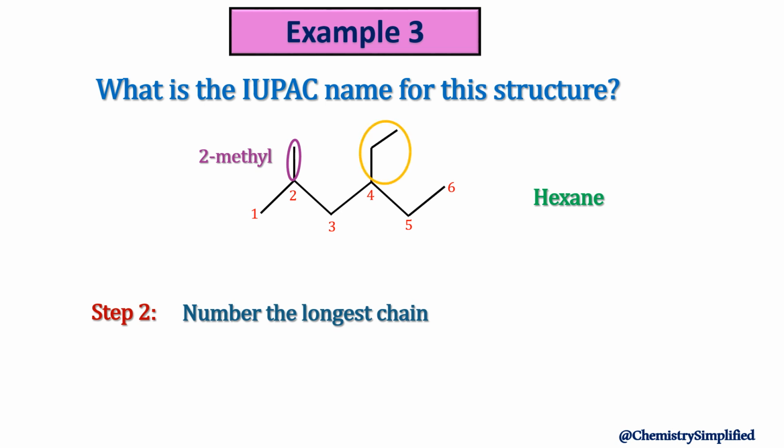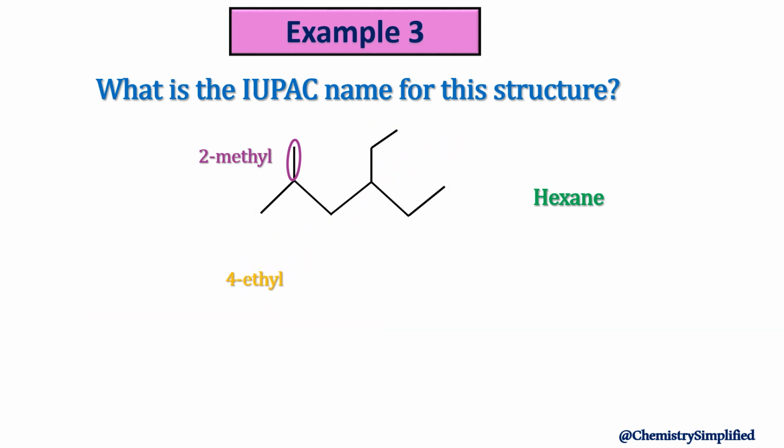The other substituent is on carbon number 4, and this substituent has 2 carbons, so therefore this is ethyl. Since it's on carbon number 4, we say 4-ethyl. Now to name it, we have to use alphabetical order. Ethyl starts with E, which is before methyl in the alphabet, so we're going to start by naming it 4-ethyl-2-methylhexane.